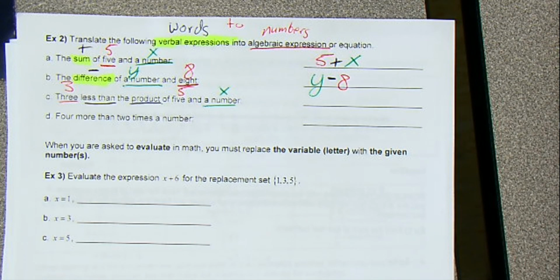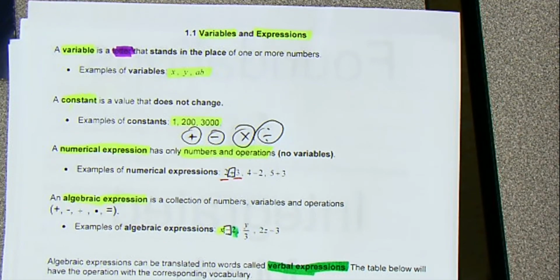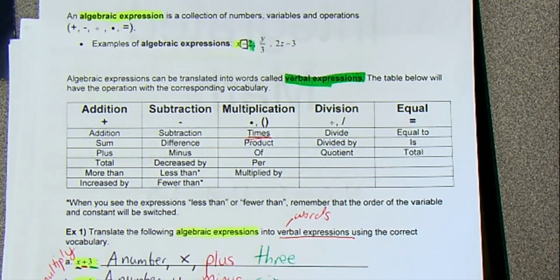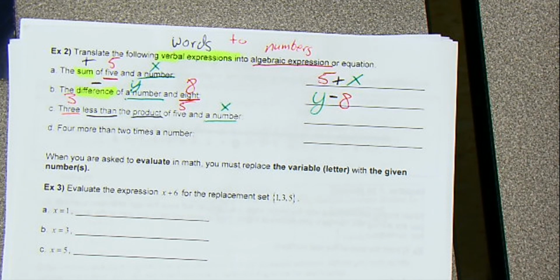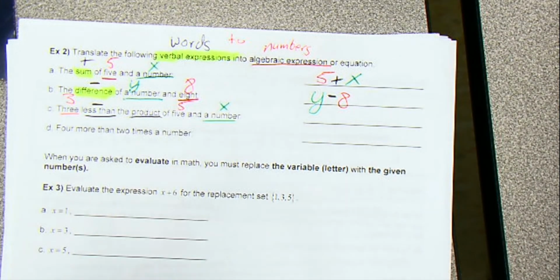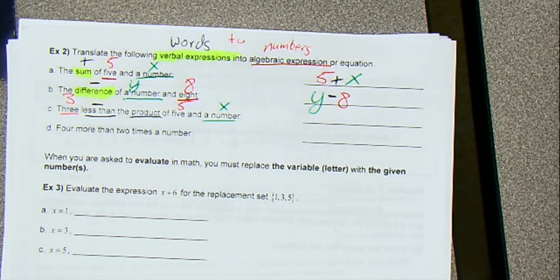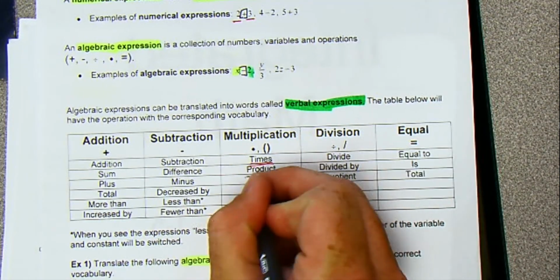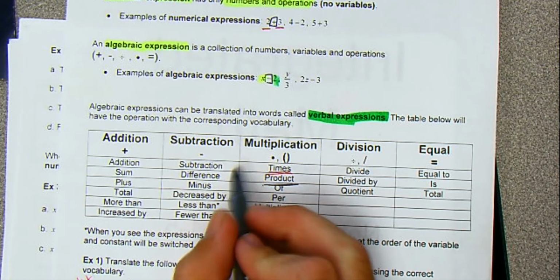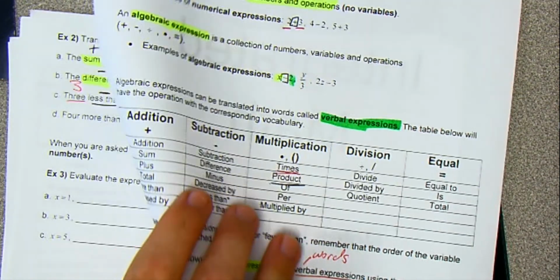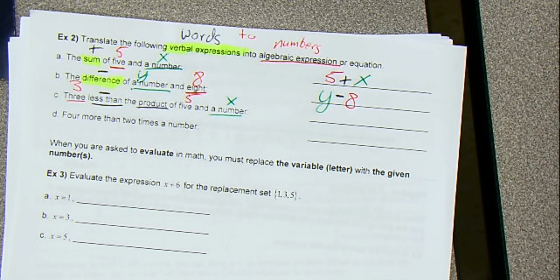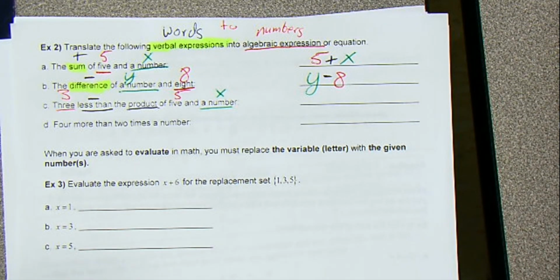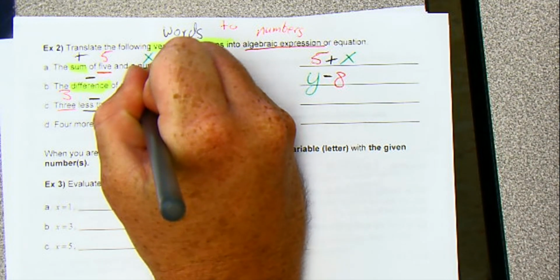So let's look for the word less than on our sheet. Under subtraction, I see less than, so I know it's subtraction. So I'm going to put a minus sign above where it says less than. And then for the product, let's look for the word product now. Oh, I see product. It is under multiplication. So our multiplication is going to be this little dot. That's how we're going to represent multiplication. We don't use an X or a times sign because that gets confusing, because we use the variable X. So product is a little dot.